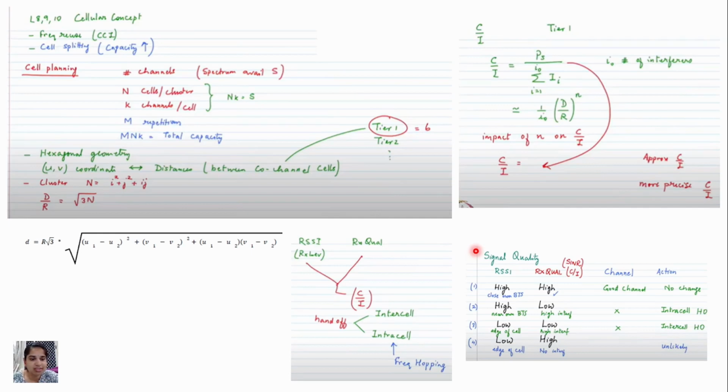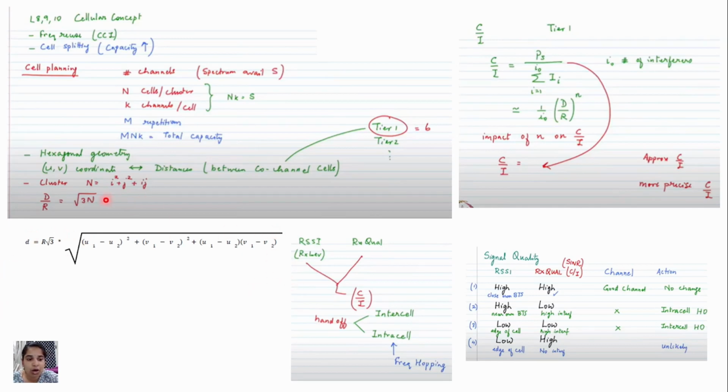And the next concepts were cellular concepts about frequency reuse, cell planning, and hexagonal geometry. Why hexagonal geometry is a better option than the circular ones and square ones. And why should we go for another coordinate system, a UV coordinate system? In the UV coordinate system, how do you find the actual distance between 2 points if it's given in UV coordinates? It will be the square root of (u1 minus u2) whole square plus (v1 minus v2) whole square plus (u1 minus u2) into (v1 minus v2), multiplied by r into root 3. So this will be the actual distance between those 2 points.